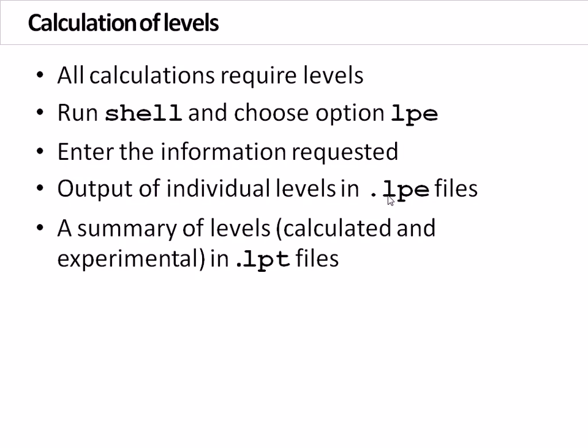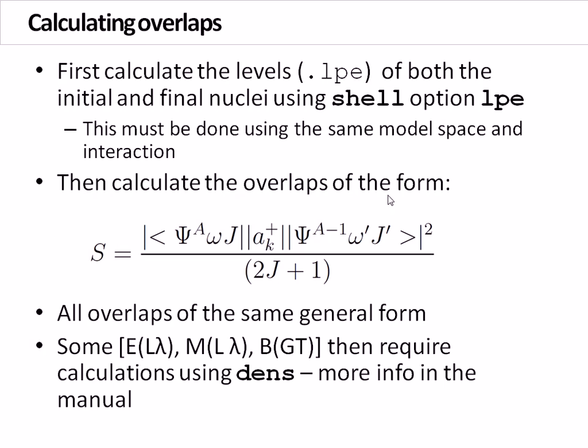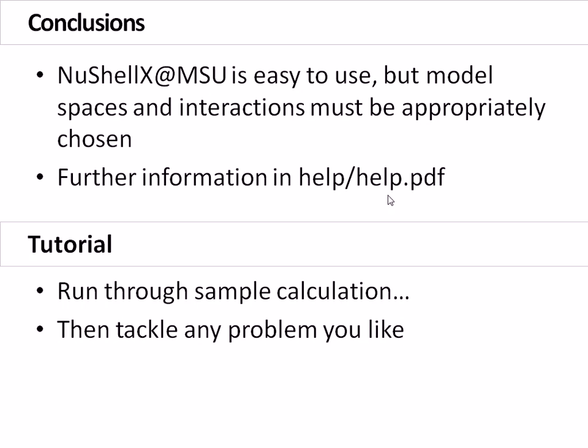Okay, so this just gives a summary of the files that we've been through earlier. The LPE files contain the levels and the LPT files contain the summary. Once you've done the level calculations, you can overlap two different sets of levels to give you spectroscopic factors, say, so an A-body state with an A minus one body state and a creation operator in between. You can also calculate other sorts of transitions, electromagnetic transitions or BGTs for beta decay. Once you've calculated the overlap of the shell model wave functions, you need to process them with DENS. DENS is a program you've already used to calculate density distributions, but you can also use it to calculate transition rates that require some kind of form for the radial wave function. But I don't think we'll get onto that today.